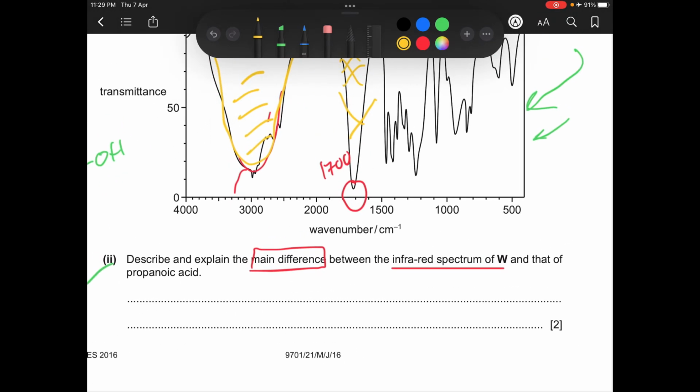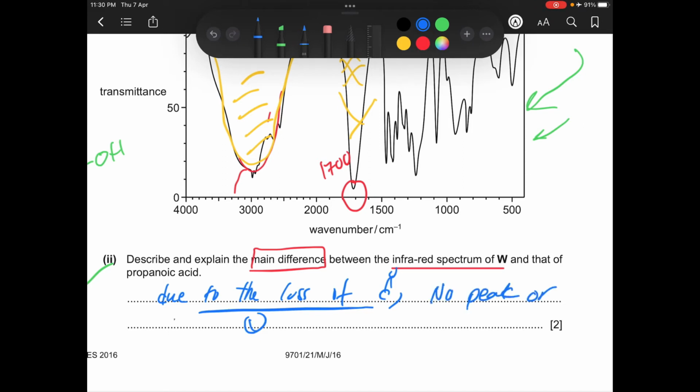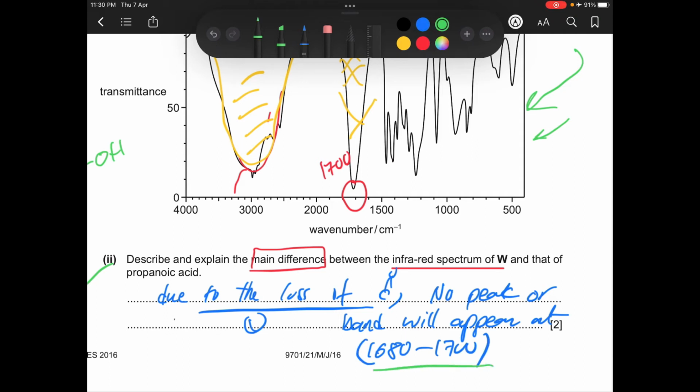So how can you describe these issues? You can say that due to the loss of the C double bond O, no peak or band will appear at 1680 to 1750. This range will be given to you in the data booklet, so it's not for memorizing, but you have to put that in your mind.